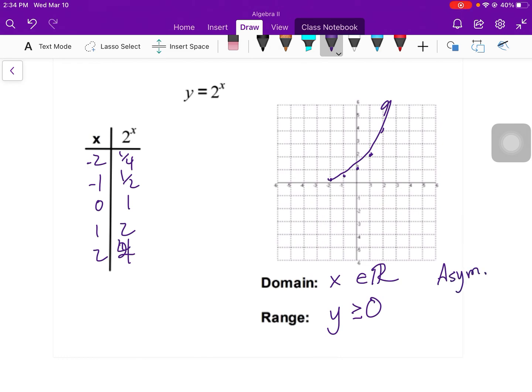Okay, it's never going to touch the x-axis. It's going to come really close to that, so at y equals 0. In fact, it is a horizontal asymptote because it's going left to right.